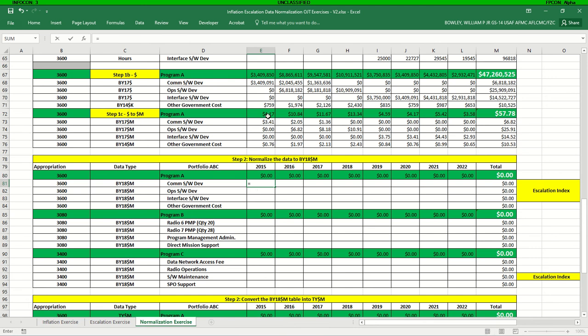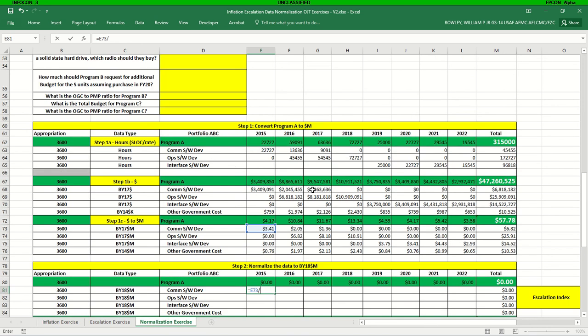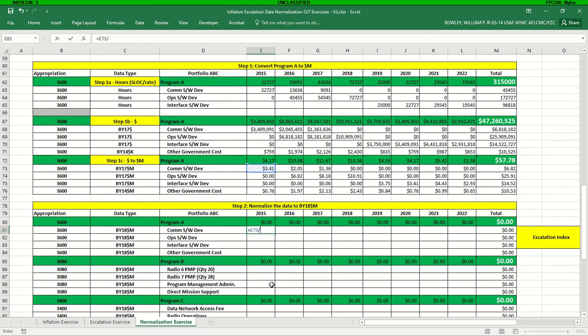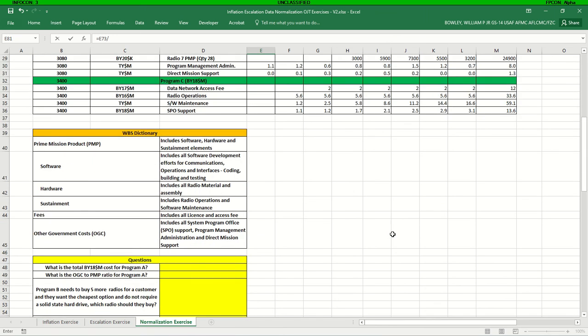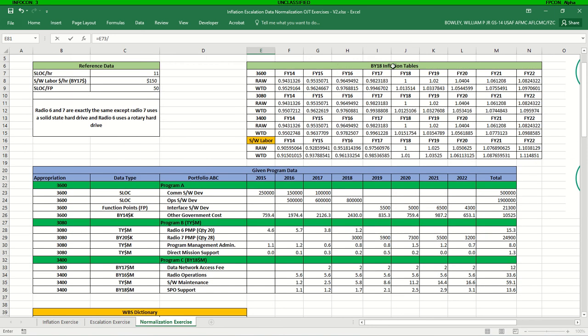So we've got this software development costs. And since we're going from a base year to the base year of the index, we're going to divide. And we want to make sure we grab the escalation index. And since we're going from base year to base year, we're going to use the raw. So we can come up here and we're going from 17 to 18. So we want to use 17 raw index for this software labor.